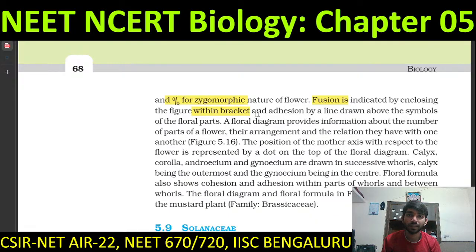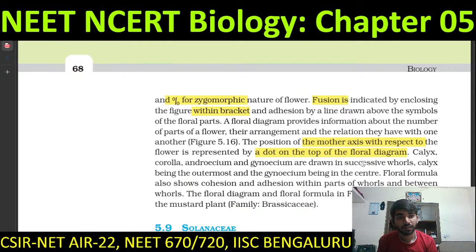So I will explain it by giving you an example. A floral diagram provides information about the number of parts of a flower, their arrangement, and their relation with each other. The position of the mother axis with respect to the flower is indicated with a dot at the top of the floral diagram. The mother axis where the flower will be attached is shown using a dot. So we'll see this in a diagram.